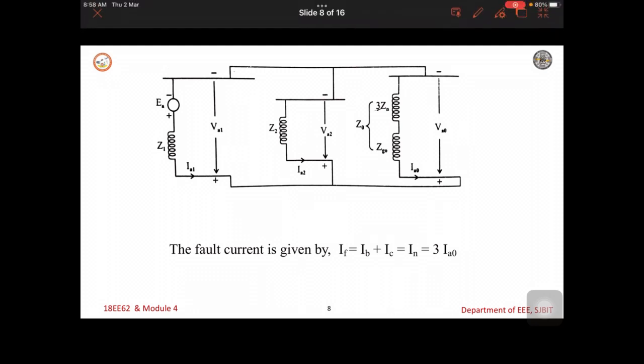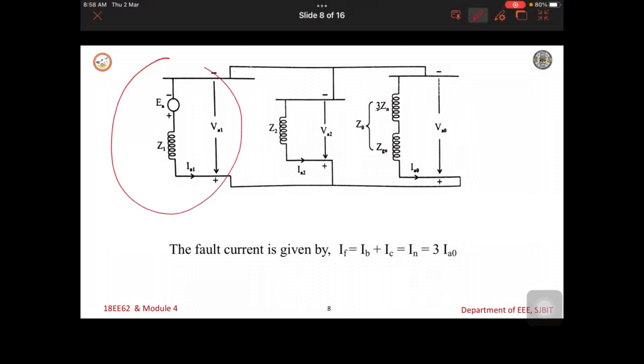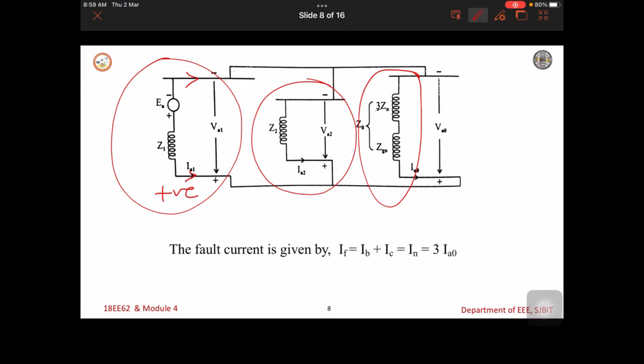So here we have the positive sequence network, negative sequence network and the zero sequence network of the generator. If you take the positive sequence network here, it has the source voltage and the positive sequence impedance Z1, and the current coming out here is IA1. Similarly, here we have Z2, VA2 and IA2. This is the negative sequence component, and this is the zero sequence component. They are all connected in parallel.